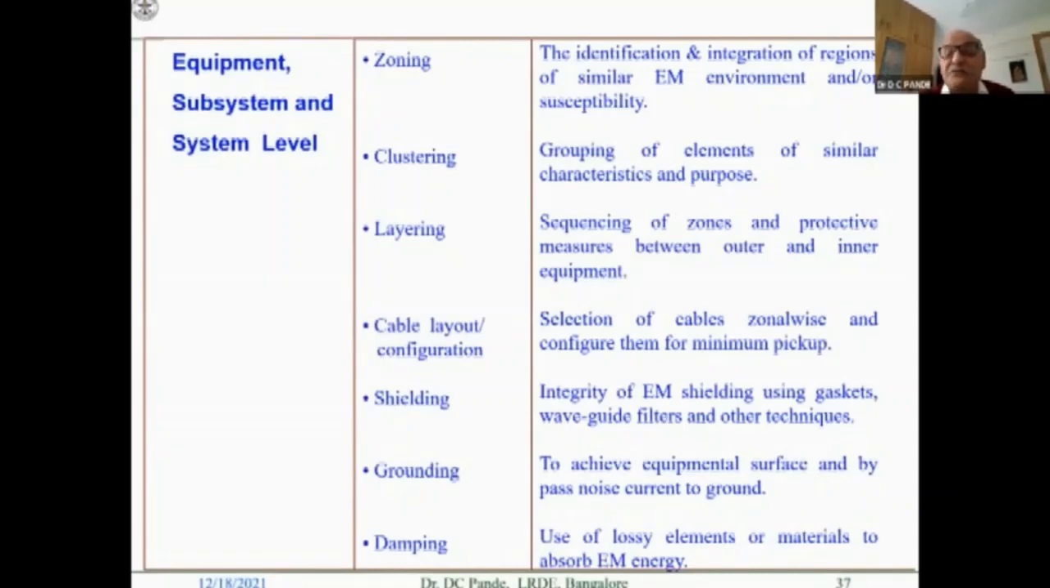Shielding integrity is to be maintained by the gaskets, by the finger shapes with the honeycomb filters. Then we have to do the grounding schemes and the different types of them: the crowfoot grounding, the fishbone grounding, and the distributed ground system. Then we have the damping. Damping means that the pulse which is going to arrive, the electromagnetic energy, has to be damped by the electromagnetic absorbing materials.